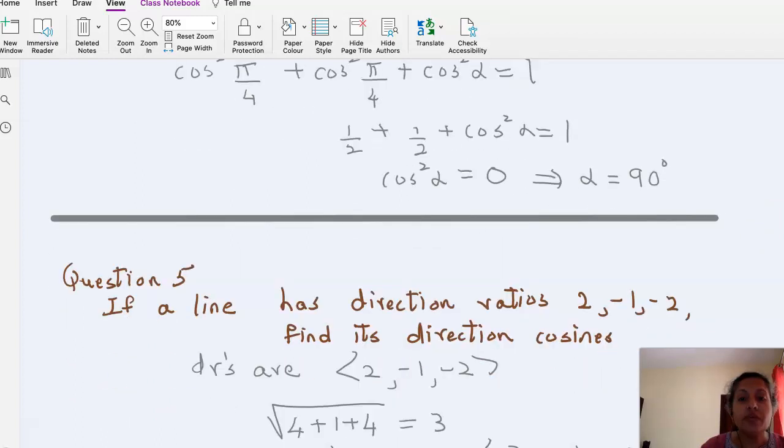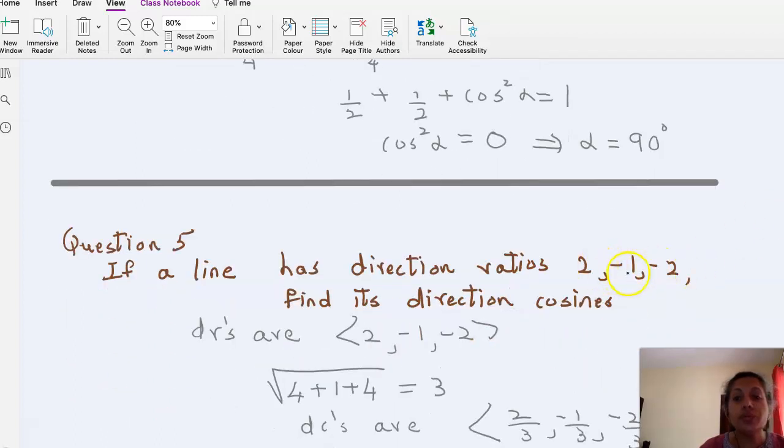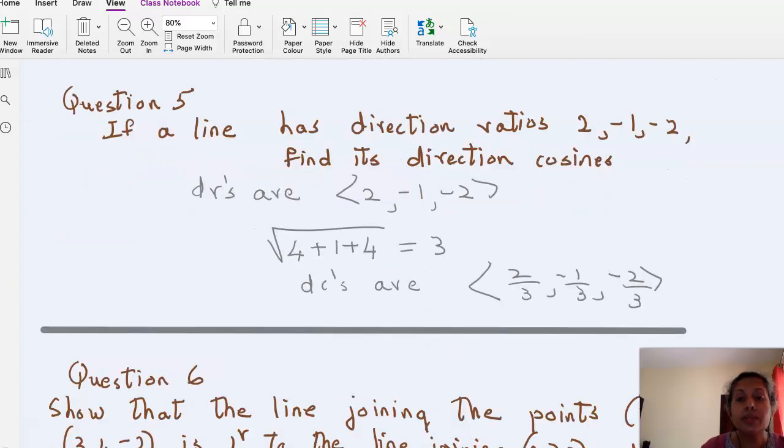Coming to question 5, if a line has direction ratios 2, minus 1, minus 2, find its direction cosines. Again, a repetitive problem which we have done earlier. So direction ratios are 2, minus 1, minus 2. So if I take the modulus, what do we get here? You get root of 4 plus 1 plus 4, that is 3. And direction cosines will be 2 by 3, minus 1 by 3, minus 2 by 3. You have to divide each term by the magnitude. So as we said earlier, repetition is the mother of learning, so just keep practicing.